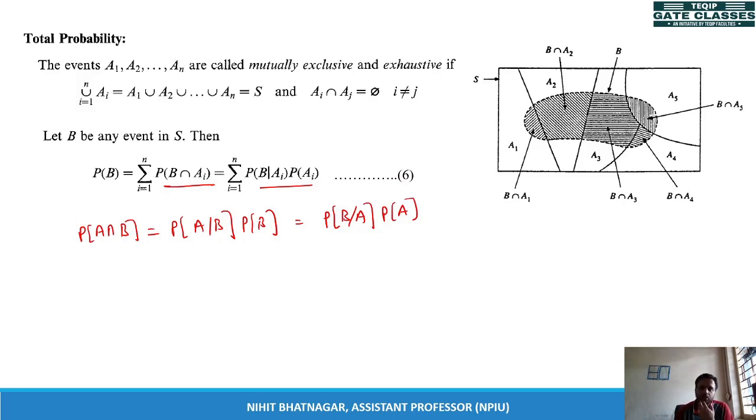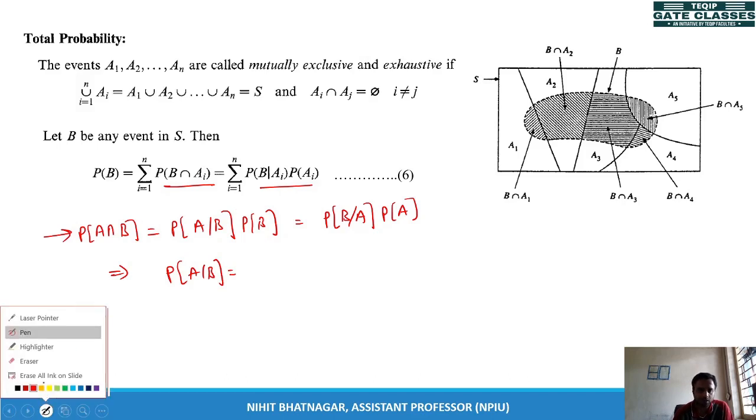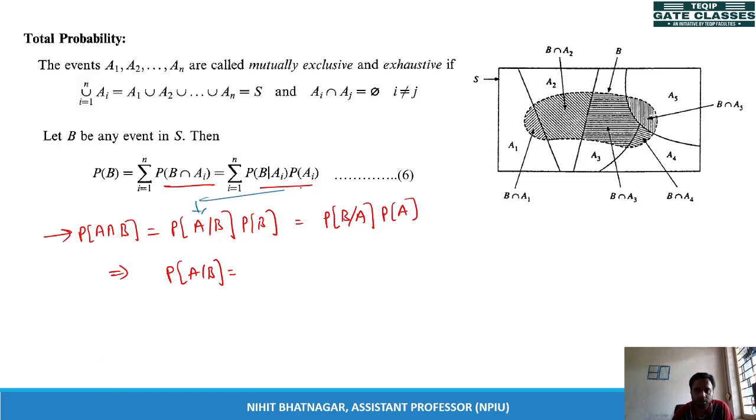Now if we want to use this equation, I can also write P(A given B) equal to... Now I am using these two expressions. From these two expressions, I will get the probability of A given B equal to the probability of B given A into the probability of A upon the probability of B.